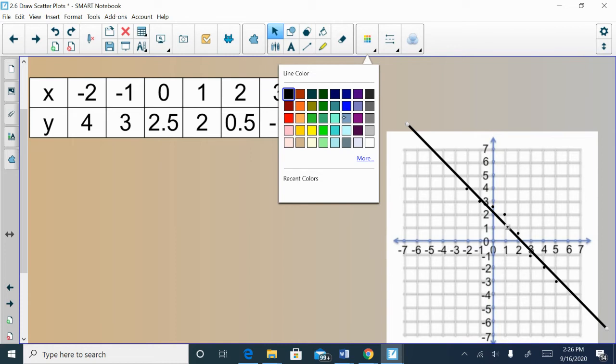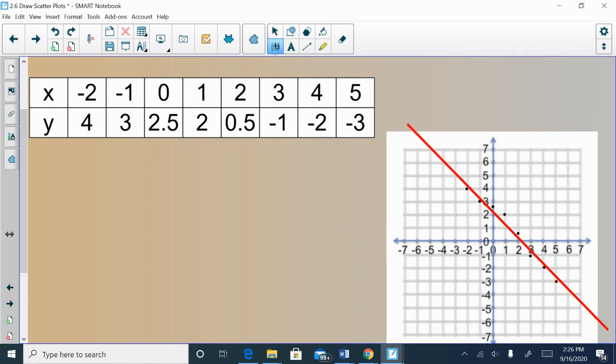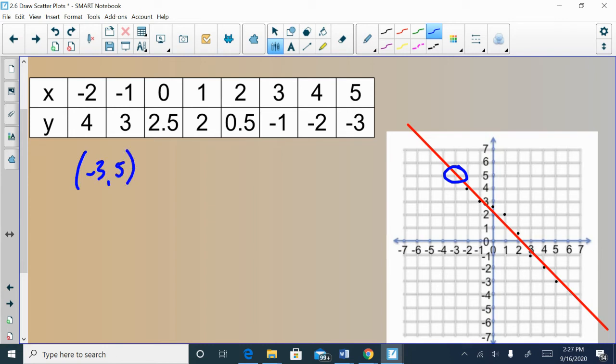And then you are going to pick 2 points that the line goes as close to perfectly through as possible. And it's kind of good to have them a decent distance apart from one another. It's very close to going through this point here, (-3, 5), as well as perhaps (4, -2). And now my task is to write an equation of the line that goes through those 2 points.